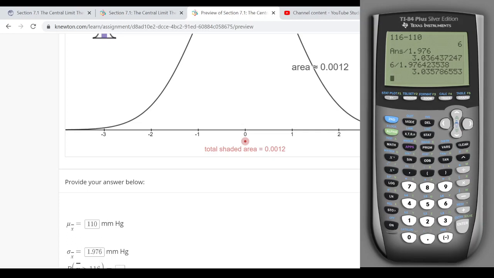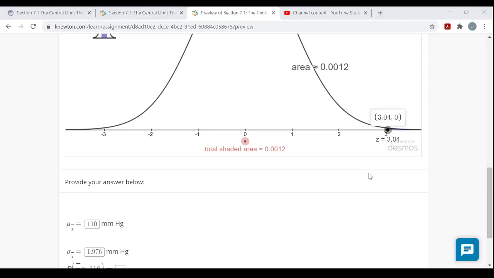Come on. Nope. Oh, I moved again. Very sensitive. Oh, gosh, it moved again. Come on. All right, I'm going to pause this until I get it to be at 3.04. Okay, so there, I finally got the black dot to be at 3.04.